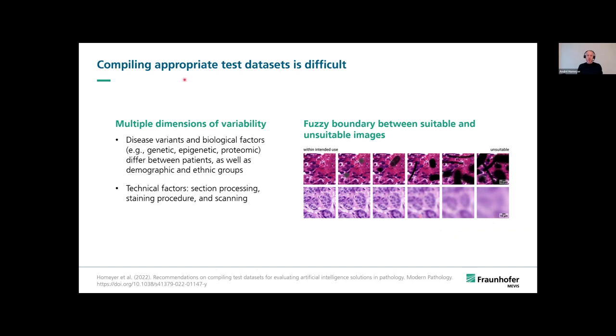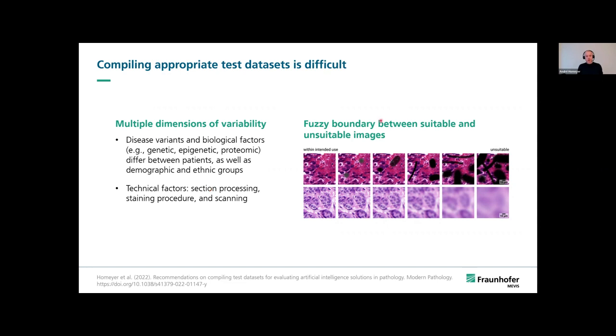Carrying out a meaningful performance evaluation requires appropriate test datasets. However, compiling such test datasets is very difficult. On the one hand, it is difficult to adequately cover the multiple dimensions of variability of pathology images. For example, tissue morphology is greatly influenced by disease variants and biological factors, genetic, epigenetic, proteomic, that differ between patients, as well as demographic and ethnic groups. And also image appearance is heavily influenced by technical factors like section processing, staining procedure, and scanning.